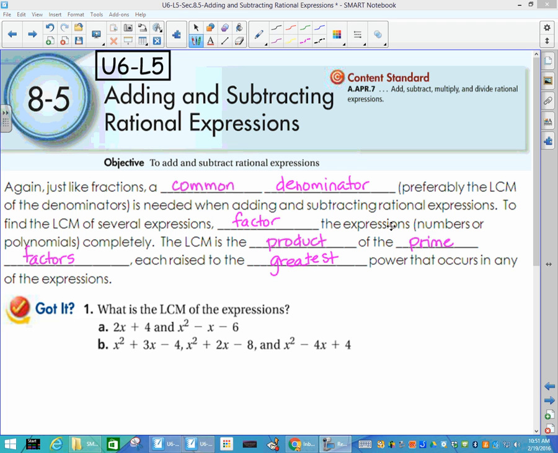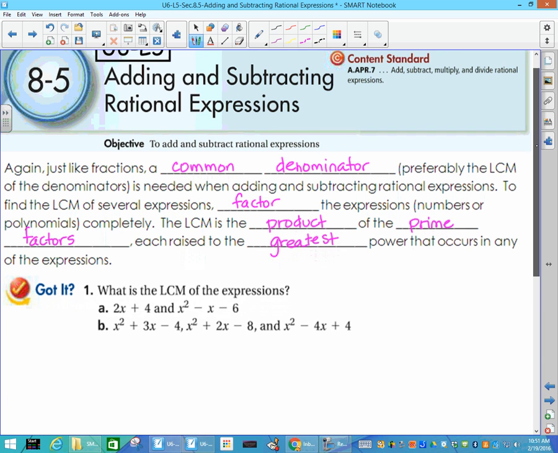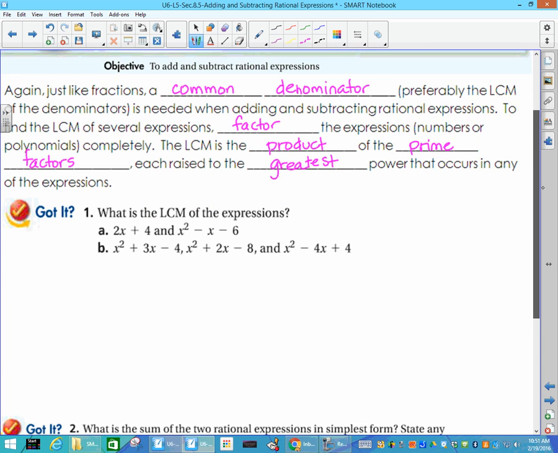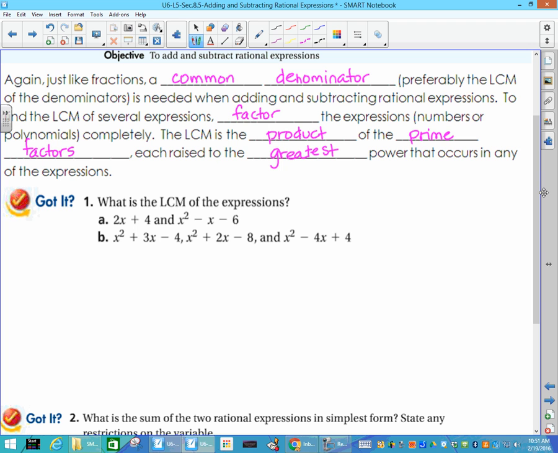So, again, those are the words to help you understand, to help improve your math literacy, but also for those people who prefer the words. And it gives you something to go back to and look at and perhaps understand what we were doing. So, what is the LCM of these expressions? If you look at part A, you're given 2x plus 4, and you're given x squared minus x minus 6. As it says up there, we need to factor each expression.